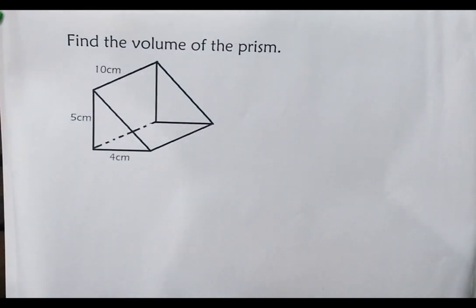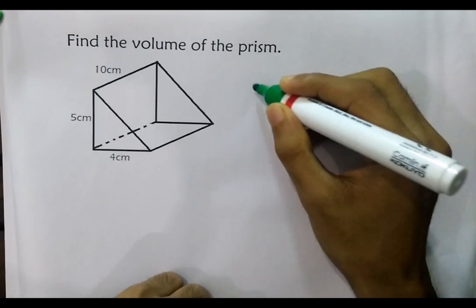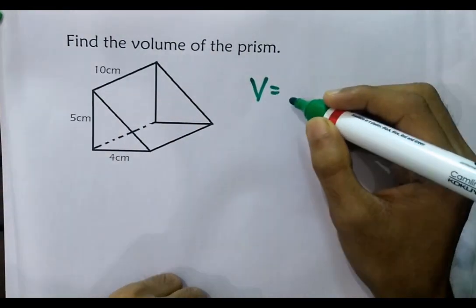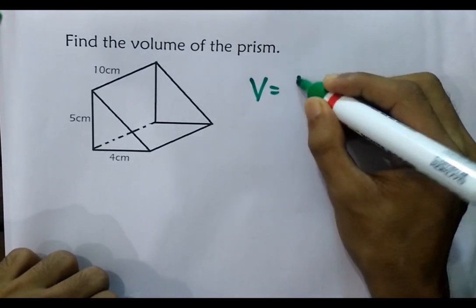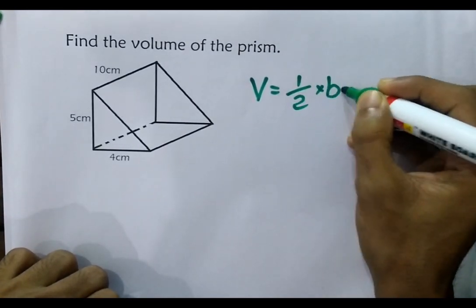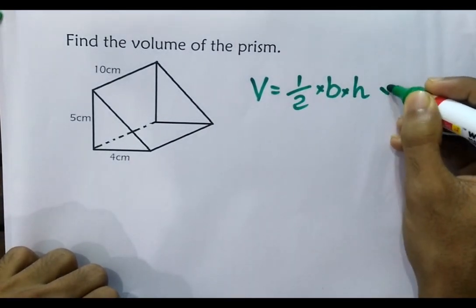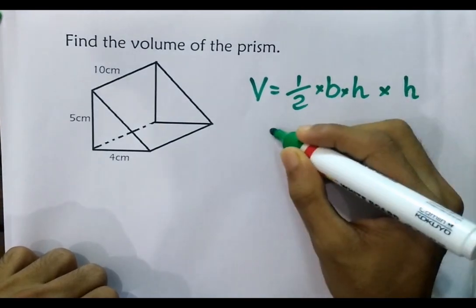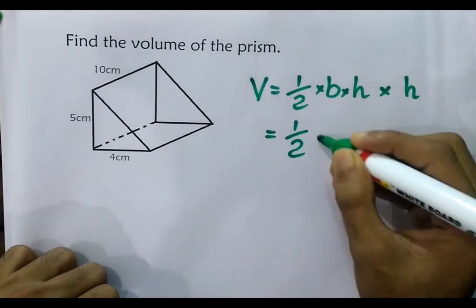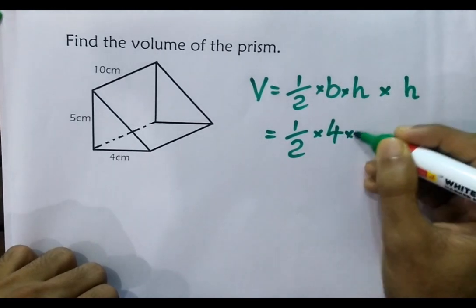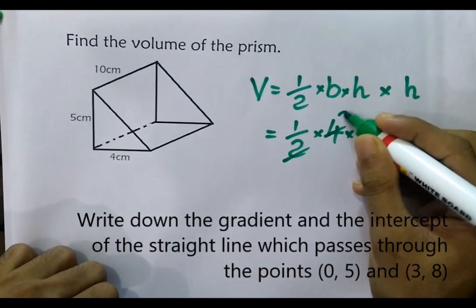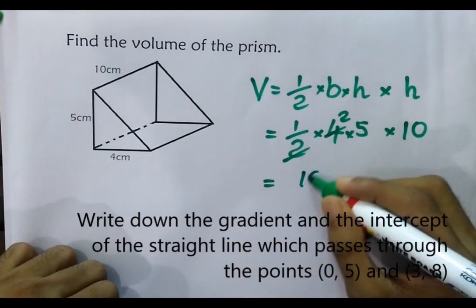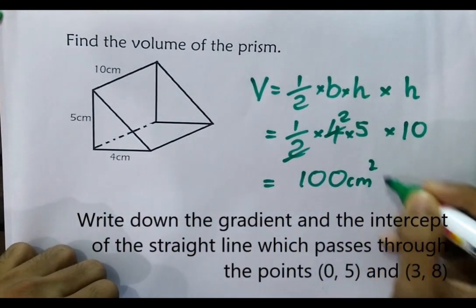So now how to find the volume of this prism? It's very easy. The formula is volume equals the area of the cross section. The cross section is a triangle, so half times base times perpendicular height, and the height of the prism. So now we can substitute them. Half times the base is 4 and the height is 5, and the height of the prism is 10. So 2 and 4 we can cancel easily. 2 fives are 10, 10 tens are 100 centimeters squared.